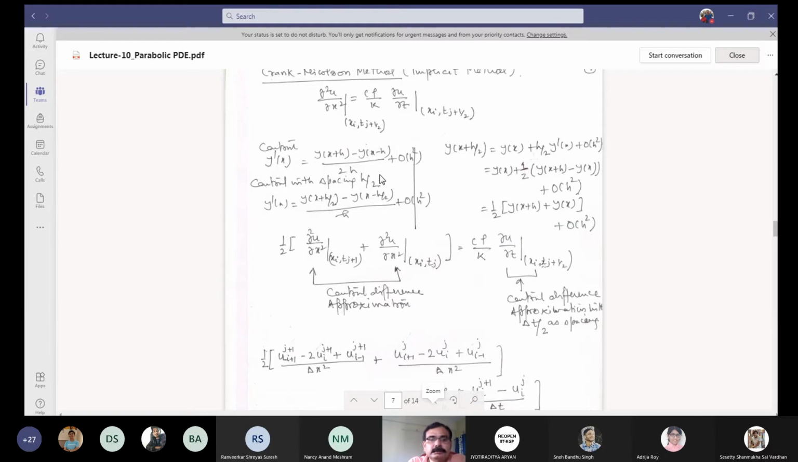Now this is with the step size h. Suppose we take the step size h by 2. So how will it look? It will look like this: y prime x equal to y of x plus h by 2 minus y of x minus h by 2. Instead of 2h, it will become h, and then plus capital order h square is there. Is that right? Do you understand this point? Yes, sir. Okay.